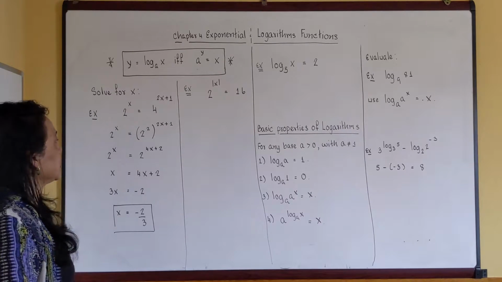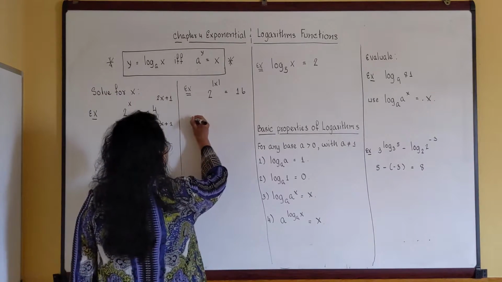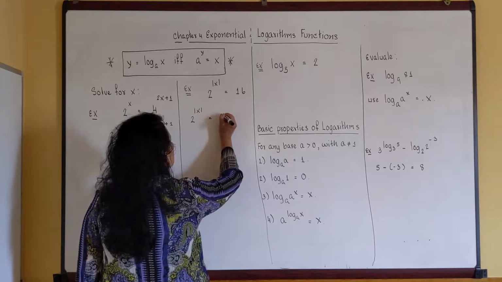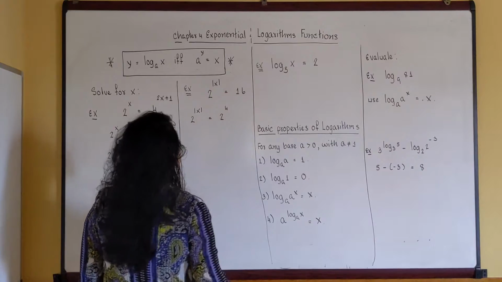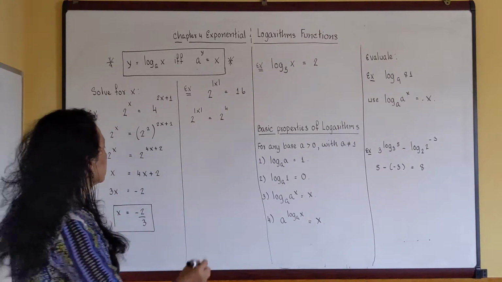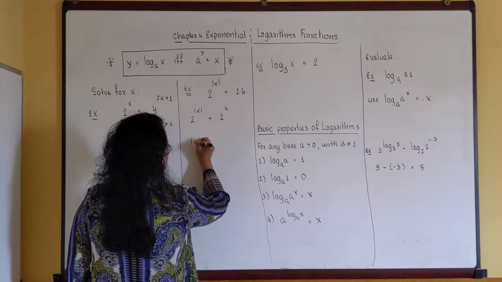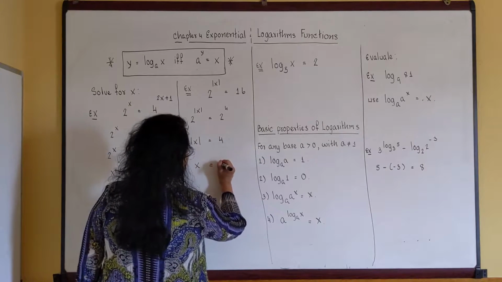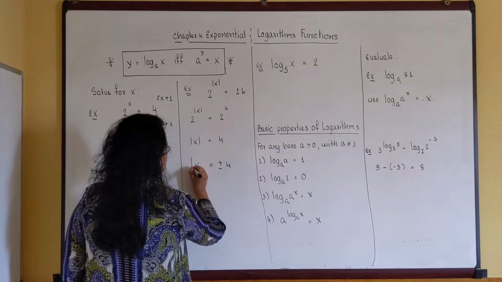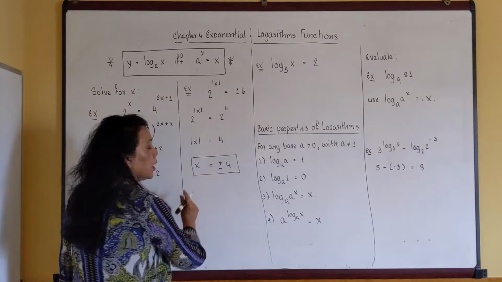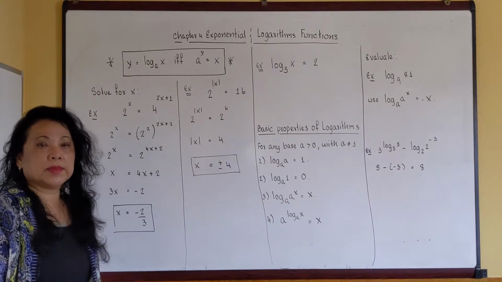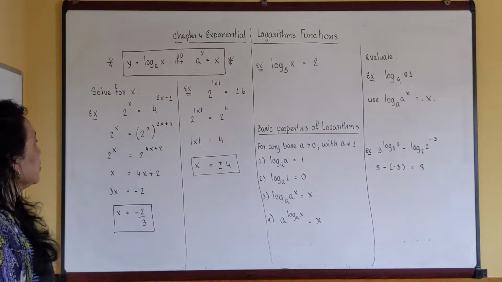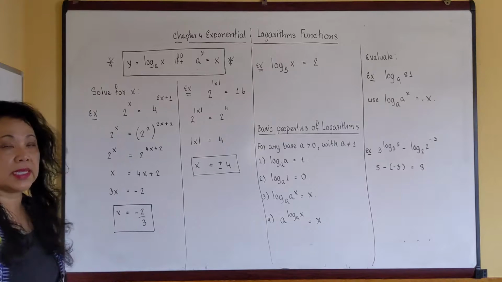Again, I can make them the same base. So I have 2 to the absolute value of x is equal to 2 to the 4th. So the absolute value of x would equal 4, so x would equal plus or minus 4. So try to make them the same base if you can, unless you cannot, then you're going to use some of the properties here.